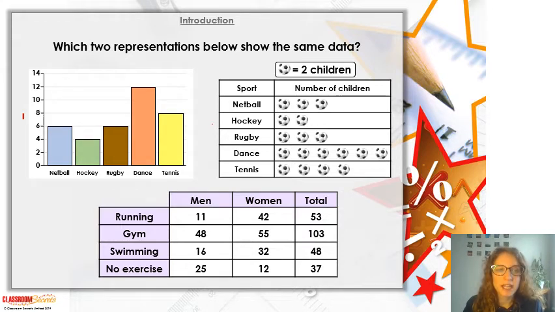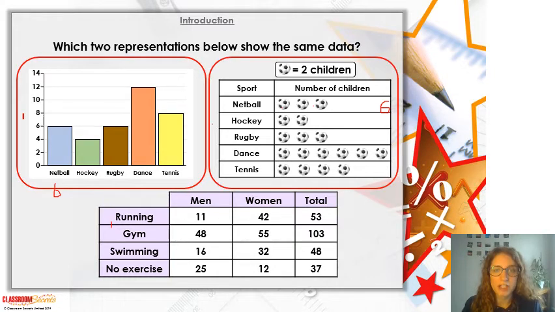Okay, so we can see our bar chart is going up in two. So we have 6 for netball, 4 for hockey, 6 for rugby, 12 for dance, and 8 for tennis. And our pictogram is using each football is worth 2. So we've got 2, 4, and 6 here, okay, which is the same as our netball over here. So let's just check the last one as well. So running, gymnastics, swimming, and no exercise. Doesn't even have netball on that one. So hopefully you spotted that our bar chart and our pictogram show the same information.